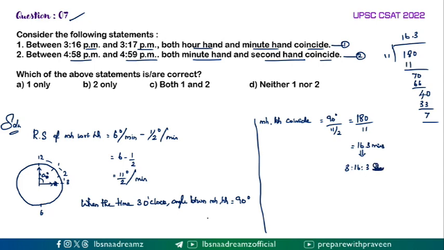So the statement 1, between 3:16 p.m. and 3:17 p.m., both hour hand and minute hand will coincide. Yes, so statement 1 is correct. Between 4:58 p.m. and 4:59 p.m., both minute hand and second hand will coincide. We know that second hand travels entire clock in 1 minute, right? So it will coincide with the minute hand when it is between 4:58 p.m. and 4:59 p.m. So statement 2 is also correct. So option C, both 1 and 2, they are right.